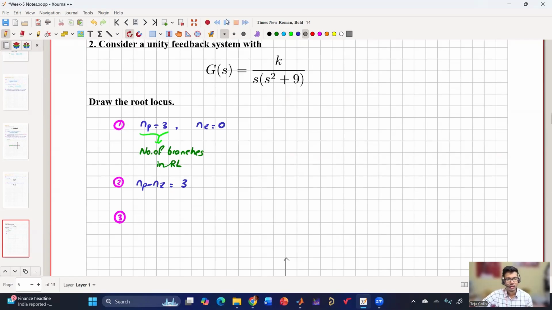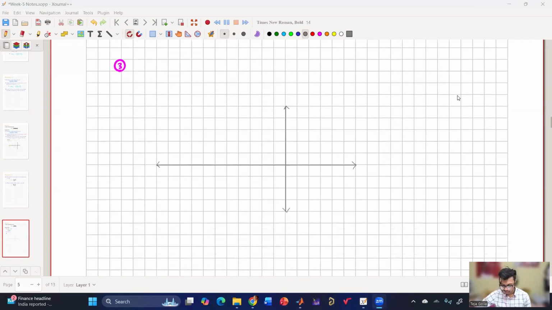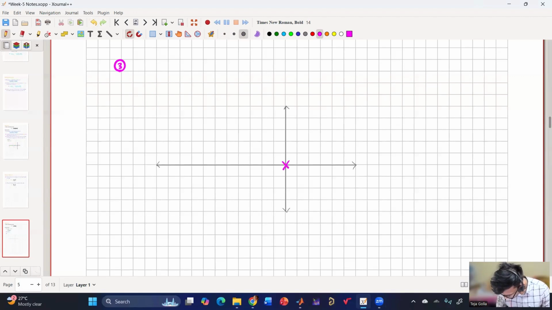0, sir, plus 3 minus 3. Yes, very good. Plus 3 minus 3 j, right? Yes, sir. So let us draw that. We have 1 at 0, 1 at say plus 3, 1 at say minus 3. So this is 0, this is plus j3, this is minus j3.